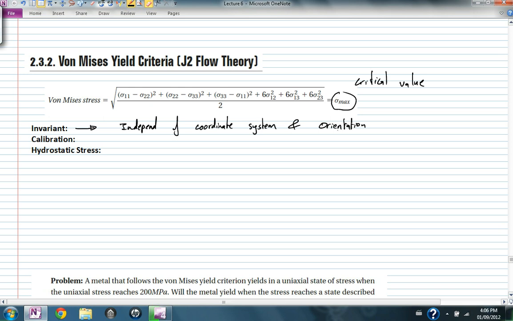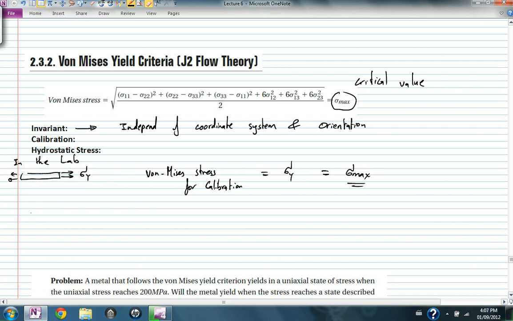And again, to calibrate it, you take a piece of metal, take it to the lab, find your yield stress, and calculate your von Mises stress for calibration. This will be equal to sigma y equal to sigma max. So your calibration states that your critical value sigma max is just basically equal to your yield stress in tension.